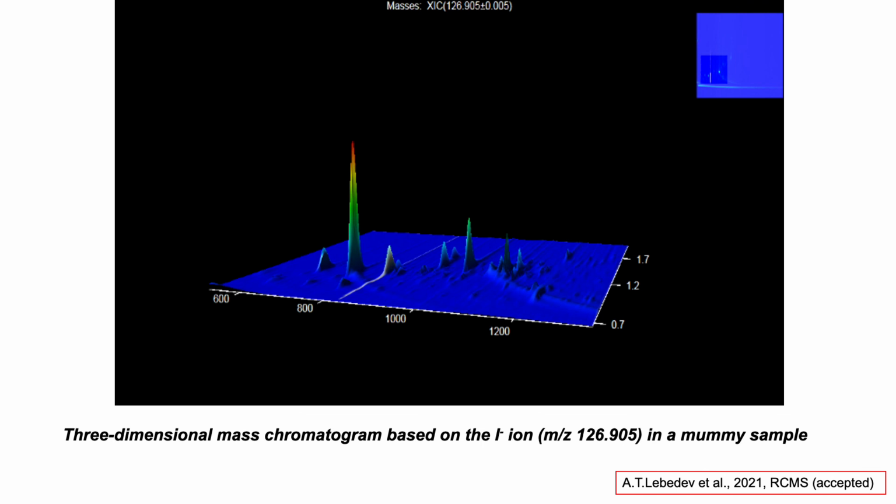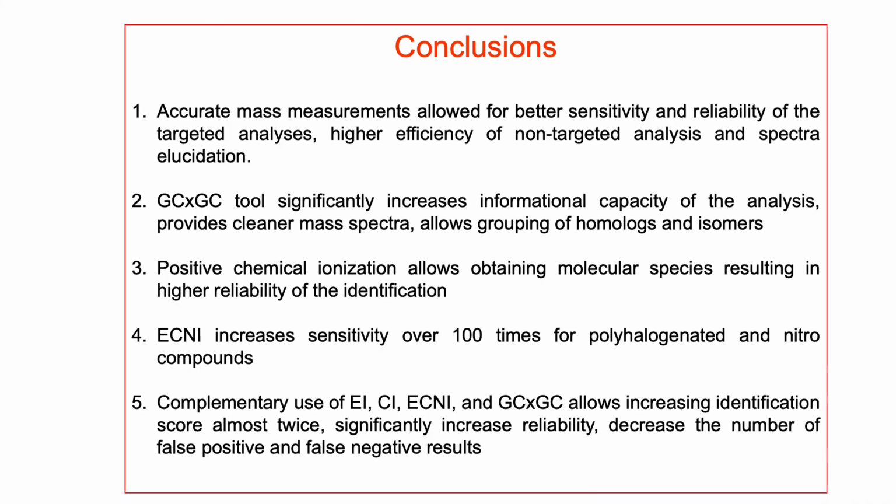Finally, another example where all three approaches were used together. So this is a three-dimensional, so GC-GC mass chromatogram based on the ion current of iodine anion in electron capture mode. Again, this is a mummy sample, and all those peaks represent iodinated compounds, and presumably they are components of sea plants which were used for embalming procedure during mummification.